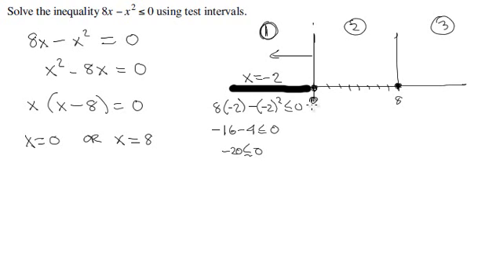Does 0 work? If you try that, you get 8 times 0 minus 0 squared is less than or equal to 0. That becomes 0 is less than or equal to 0, and yep, that's part of our solution as well. 0 is equal to 0.